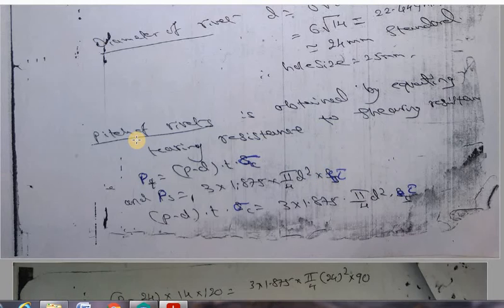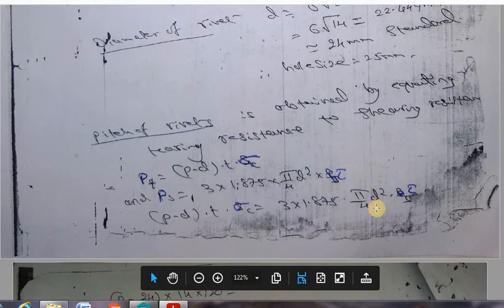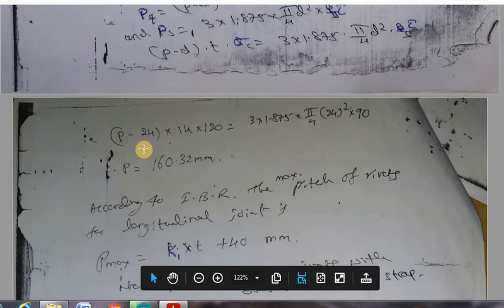First I go for the calculation of the pitch of rivets. Pitch is obtained by equating tearing resistance to shearing resistance, the basic equation. Tearing resistance is (p minus d) t into sigma t. Shearing resistance Ps is going to be 3 times 1.875 d square into tau. These are the two equations I have written here. I am equating them. Since it is triple riveted, n is going to be 3, the number of rivets per pitch. This is the substitution.